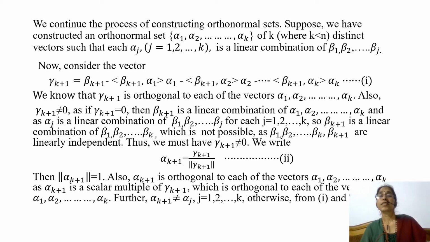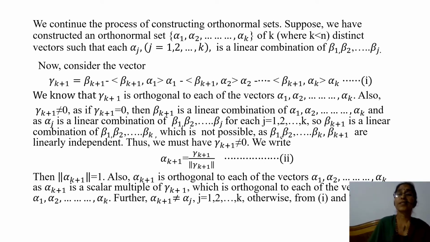Now consider the vector gamma k plus 1, which is equal to beta k plus 1 minus inner product of beta k plus 1 and alpha 1 into alpha 1, minus inner product of beta k plus 1 and alpha 2 into alpha 2, and up to minus inner product of beta k plus 1 and alpha k into alpha k. Suppose this relation is 1.